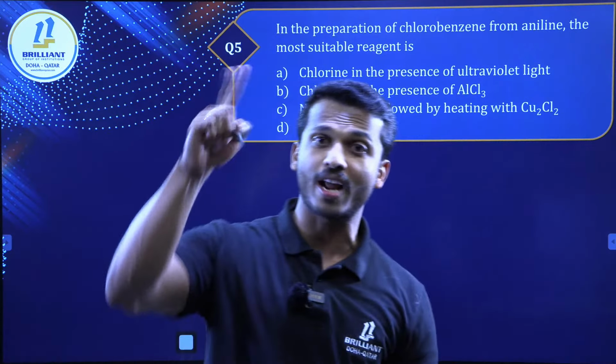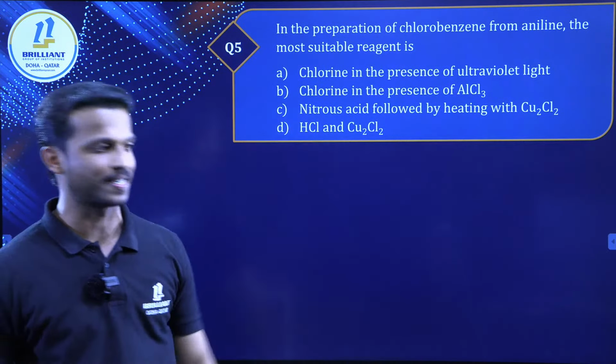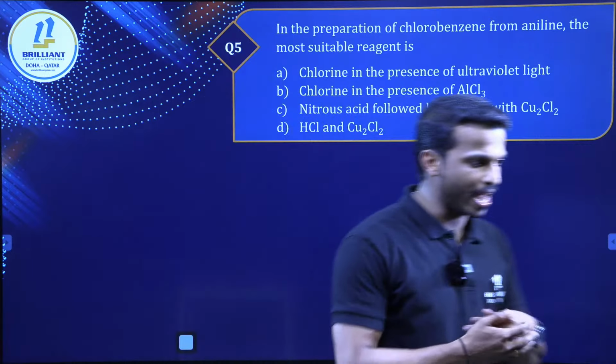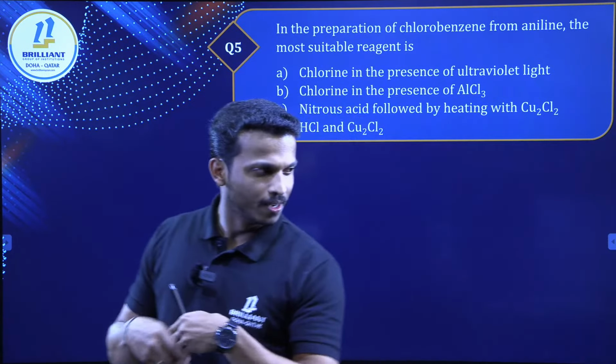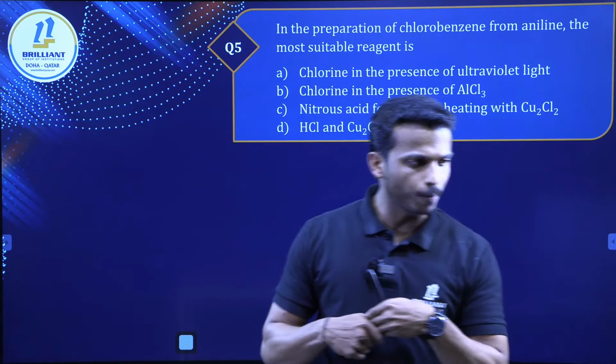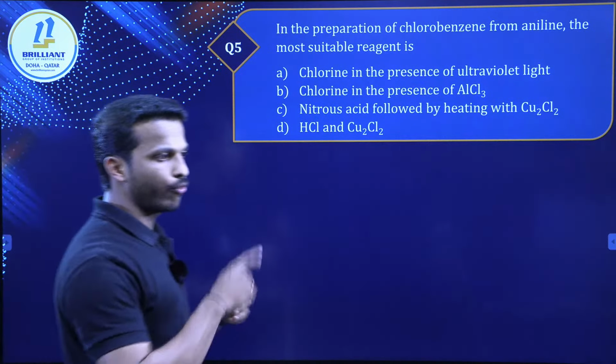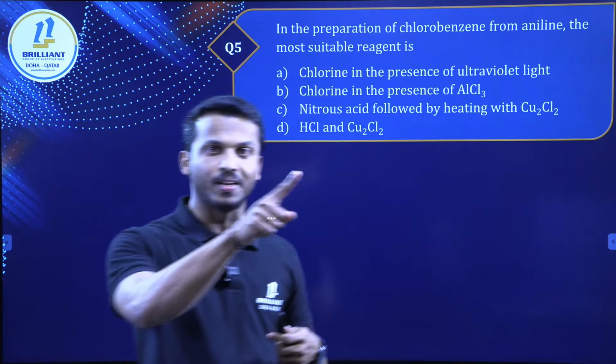Chlorobenzene we are preparing from what? Aniline. The most suitable reagent is... Waiting for your answer. Read the question. Read the options properly. Give an answer. In the preparation of chlorobenzene from aniline.